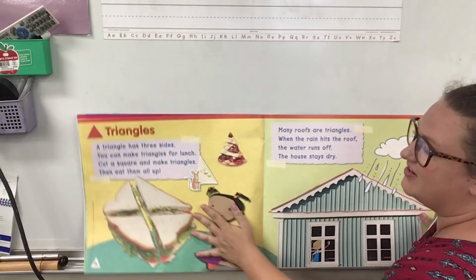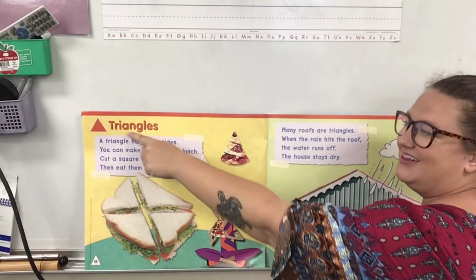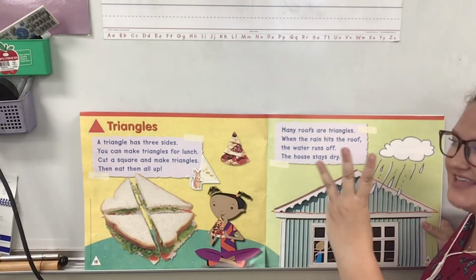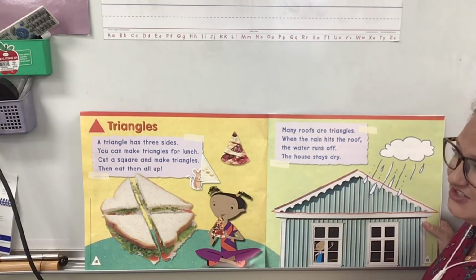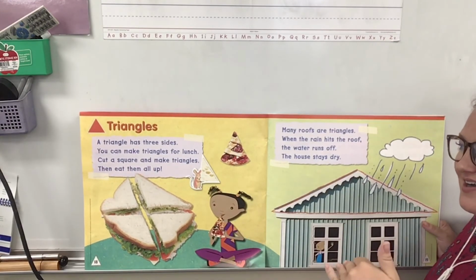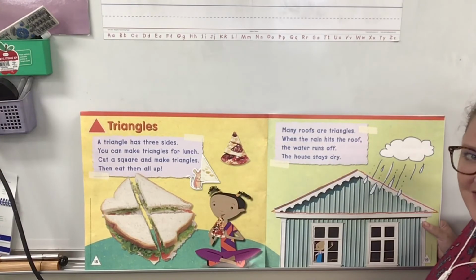Ooh, another shape. A triangle. So a triangle has 3 sides. You can make triangles for lunch. Cut up a square and make triangles, and then eat them up.